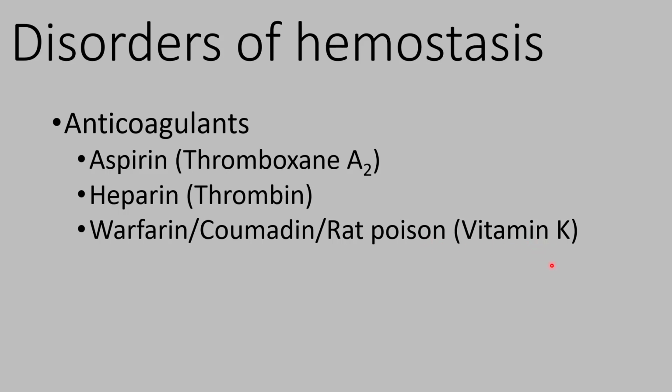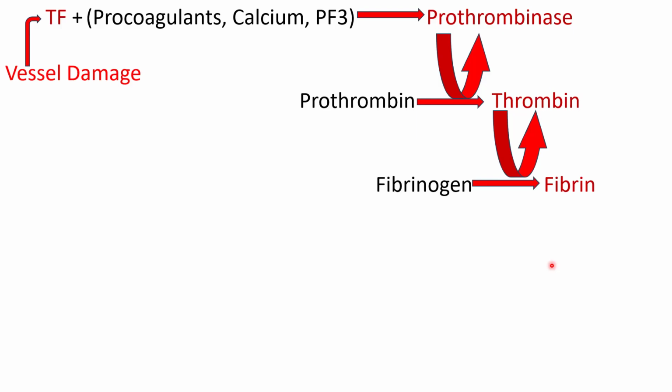Well, let's go back to our flow chart here. We said the liver makes procoagulants. It needs vitamin K to make procoagulants. So the liver pulls vitamin K out of our blood that we got from our diet. The liver pulls vitamin K out of our blood and uses it to make procoagulants.